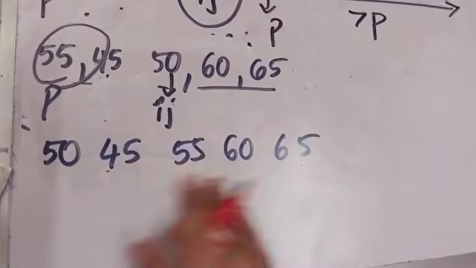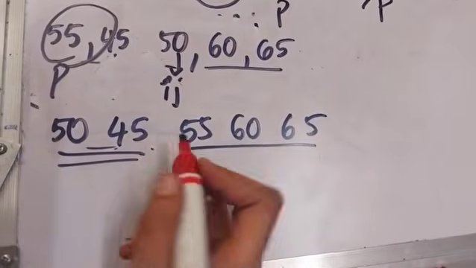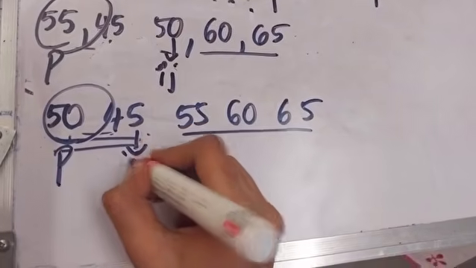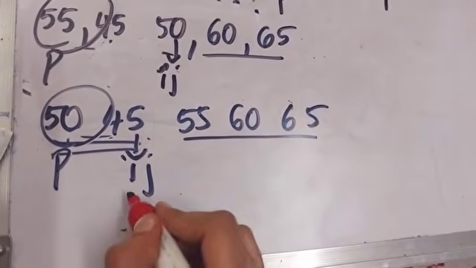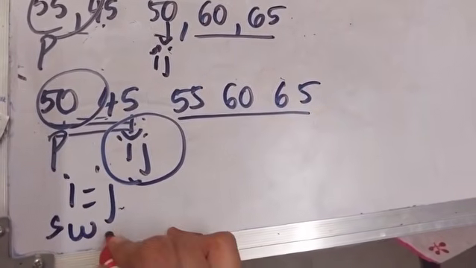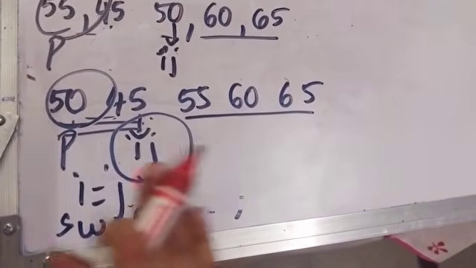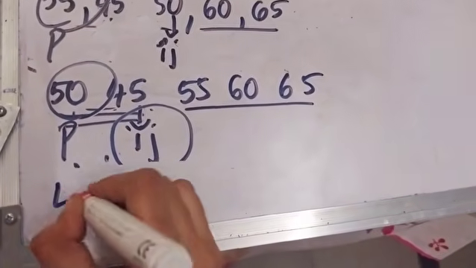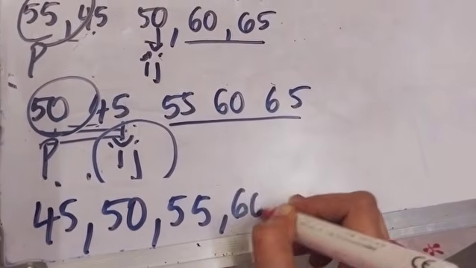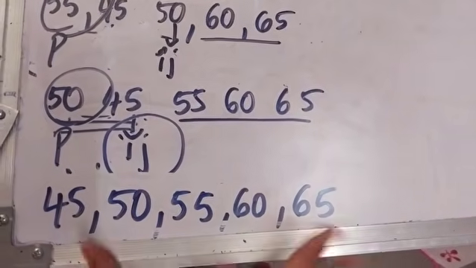So we see that 55, 60 and 65 are sorted. So these two elements remain. So we do everything on this one. This is my pivot element. This is my I as well as J. So simple. Whenever I equals J, swap pivot and J. Pivot is my 50 and J is my 45. Swap it. So what do I get? 45. Now can you see? It's sorted.